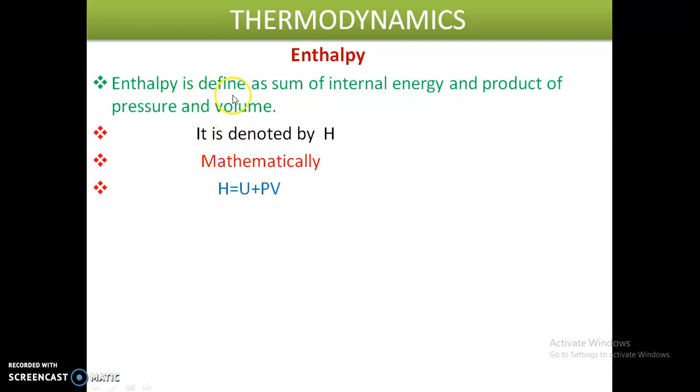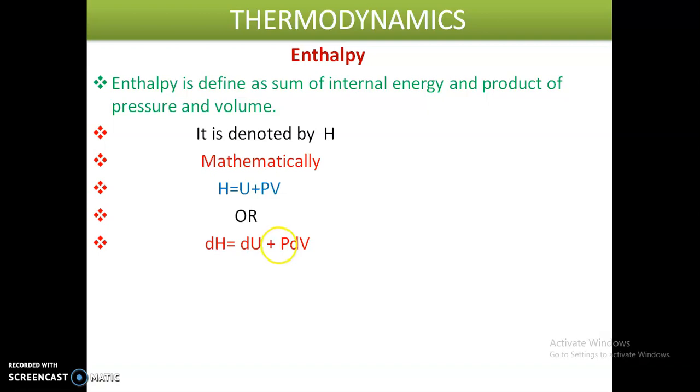What is the definition? Once again, it is defined as the sum of internal energy and the product of pressure and volume. So according to this definition, we can write H is equal to U plus PV. The sum of these two terms gives us the enthalpy H, or we can write it as dH is equal to dU plus PdV. I hope you understand the definition and formula of enthalpy.